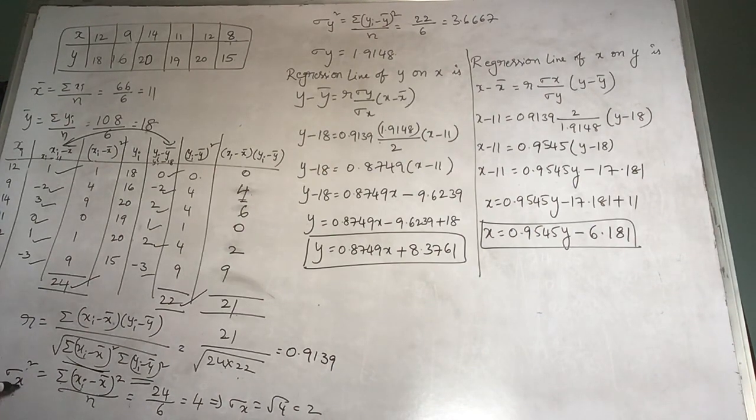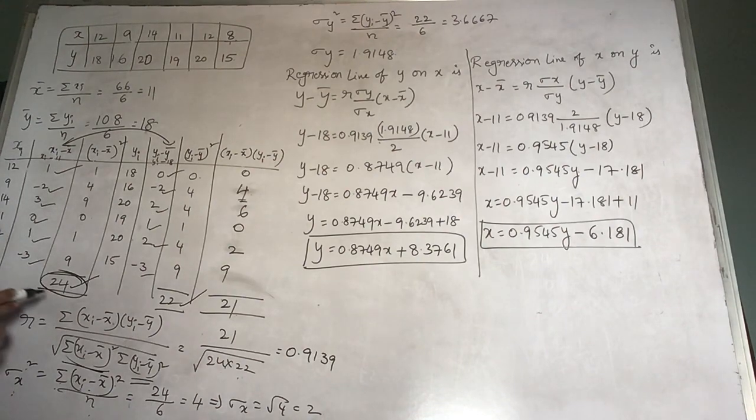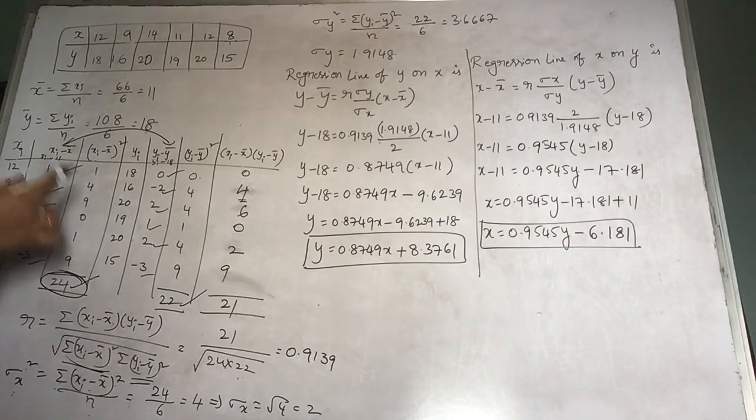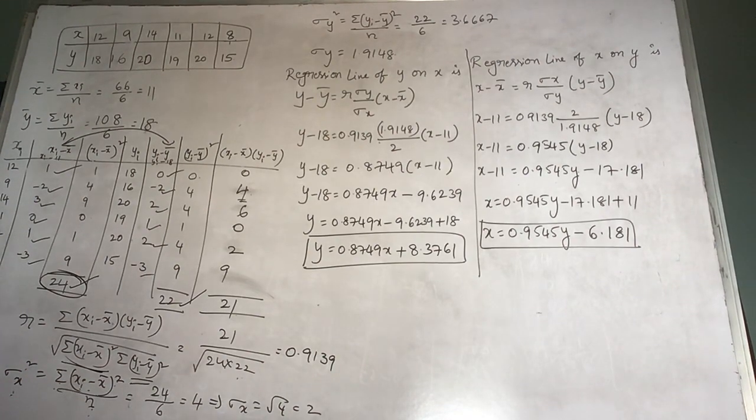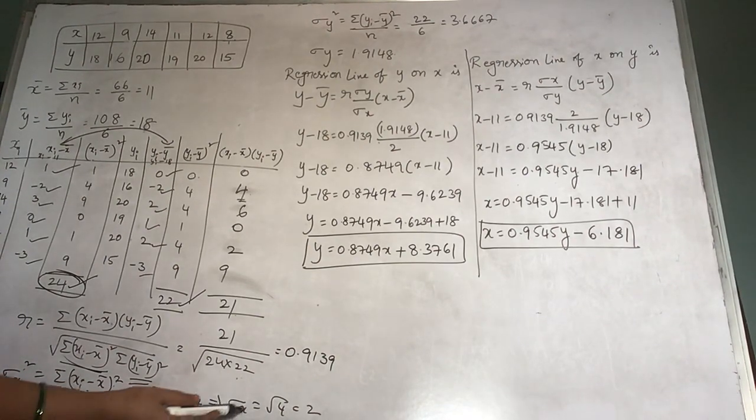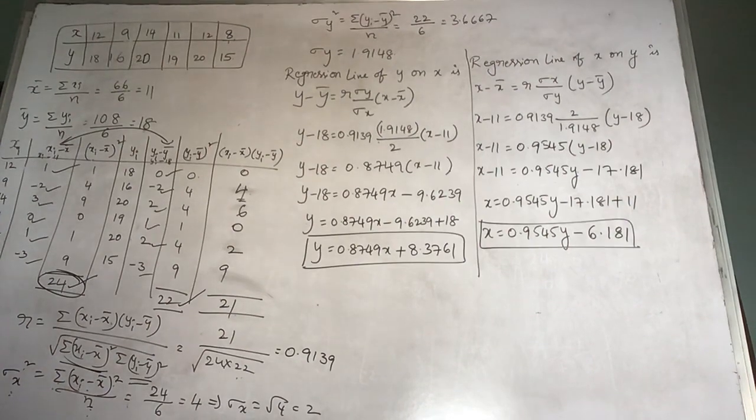For the x observations, we have to find the variance. The formula is summation of (xi minus x bar) whole square divided by n. Already we calculated summation of (xi minus x bar) whole square, that is 24. The number of observations is 6, so 24 by 6 is 4. So sigma x is equal to root 4, that is 2.